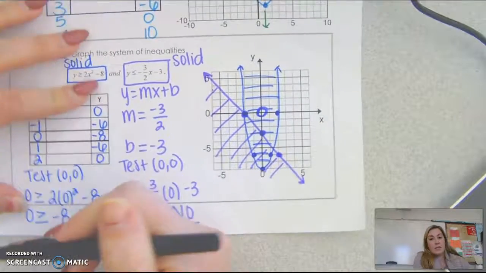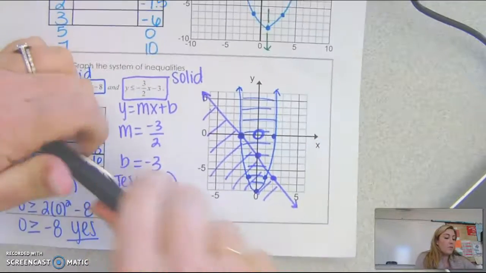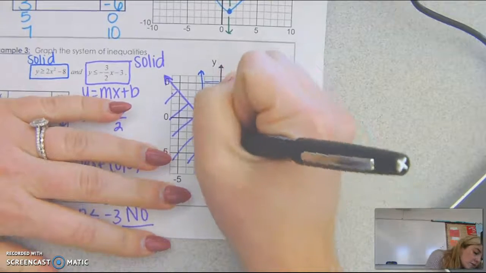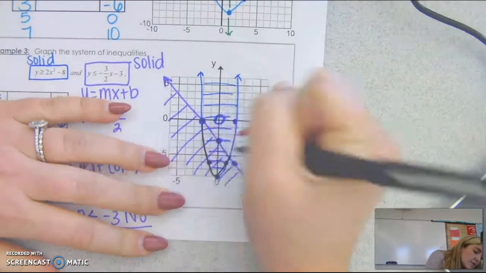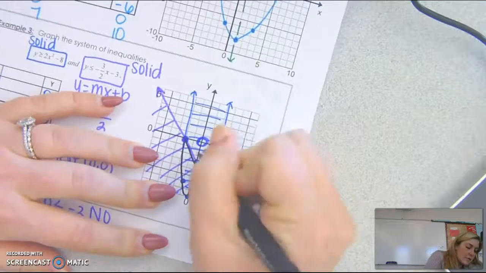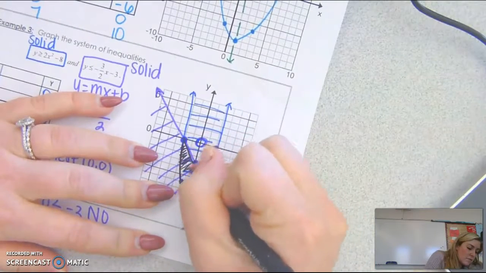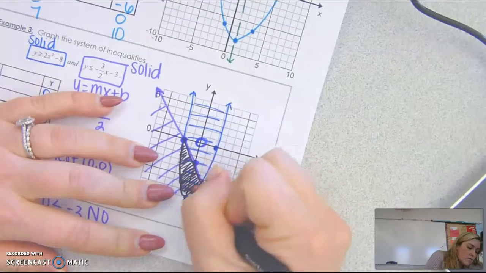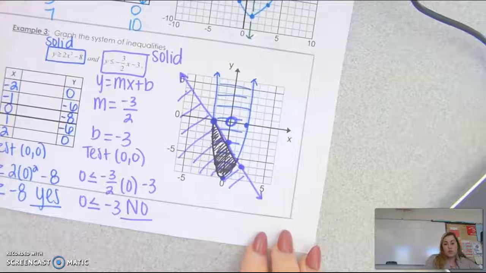Now I need to make it clear where my double shading is. So that's going to be right here inside the U, but stops at the line. So that right there is my double shading.